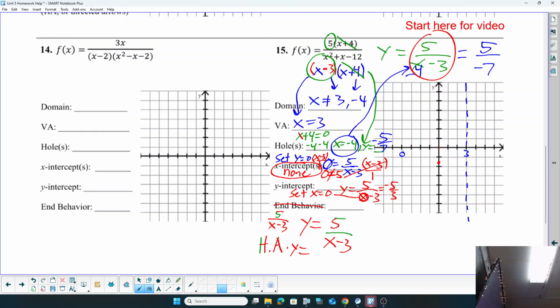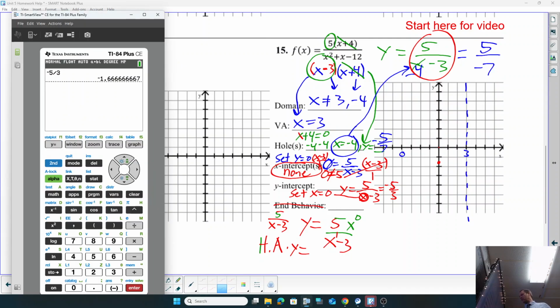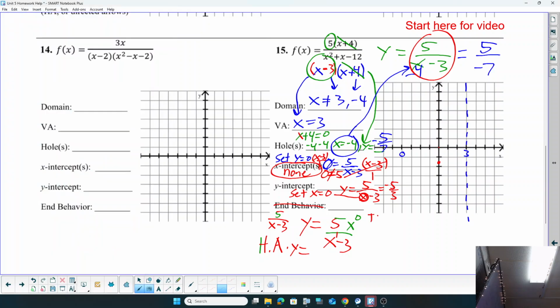And so a horizontal asymptote has to do with the top power. Well, there is no top power, it's just a 5. Technically there is. There's an x to the 0 power, right? Because anything to the 0 power is just a 1. So technically there is an invisible 1 up there, and it is x to the 0 power. And so that means that top is less than bottom. And since top is less than bottom, then y equals 0.